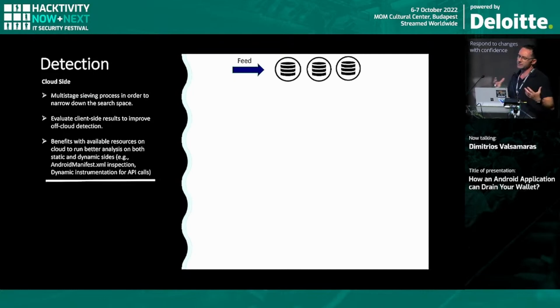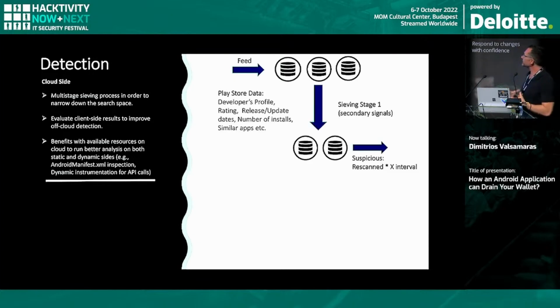So this feed, imagine that we have a pool of apps which can be fetched either from the Google Play Store or off-market, or even from the users or researchers. And during the first stage, during the first filtering, these apps are going to be filtered for the secondary signals that I talked to you about before. So check for similarities, for common icons, for excessive permissions, and this type of thing.